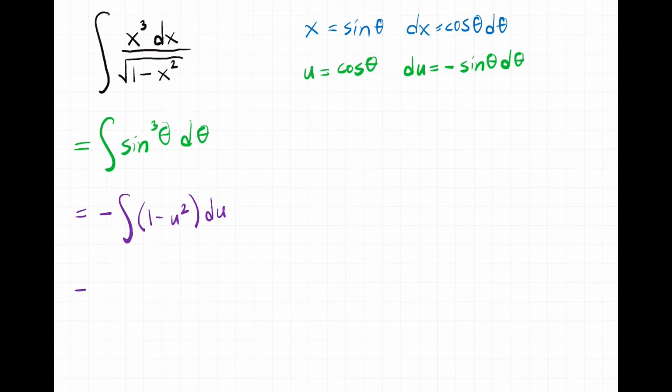What I'd like to do first, though, just to keep things organized, is let's just multiply that negative sign right back in. The negative of the integral of 1 minus u squared du is actually going to be the integral of u squared minus 1 times du. And this is an easy integral to solve. This is just going to be 1/3 u cubed minus u, and plus a constant, of course.